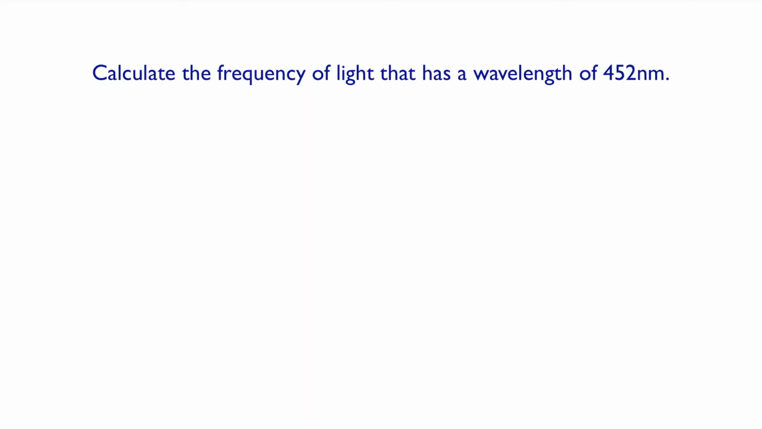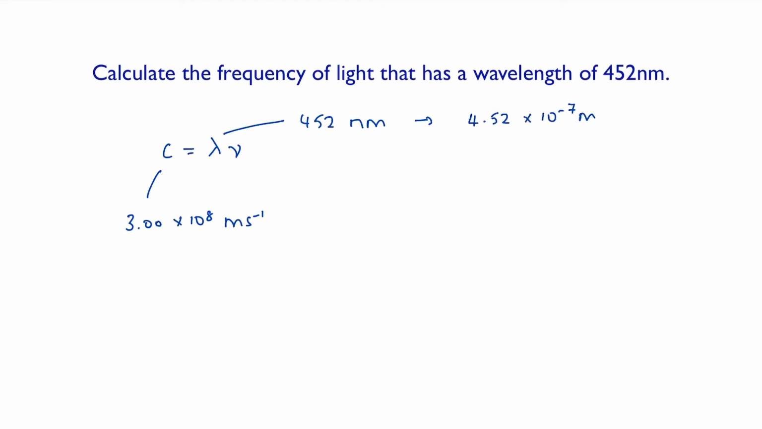So a simple example calculation: calculate the frequency of light that has a wavelength of 452 nanometers. Well, I know that speed of light equals wavelength times frequency. I know the speed of light. This is given to you usually in your data booklet at A-level, so that was 3.00 times 10 to the 8 meters per second. The wavelength here is 452 nanometers. I need to remember to change that to meters, so that would be 4.52 times 10 to the minus 7 meters. I can then rearrange my equation.